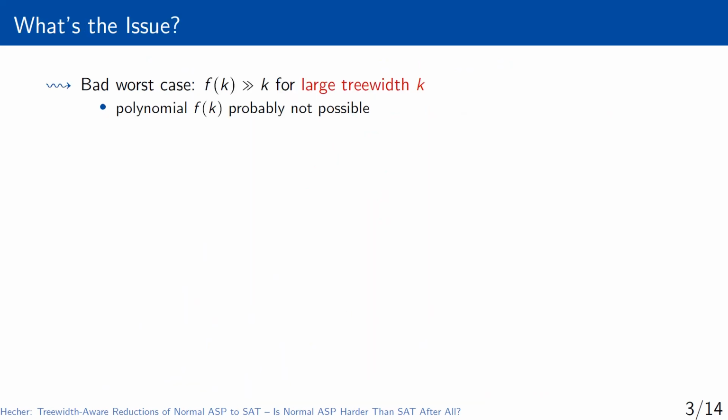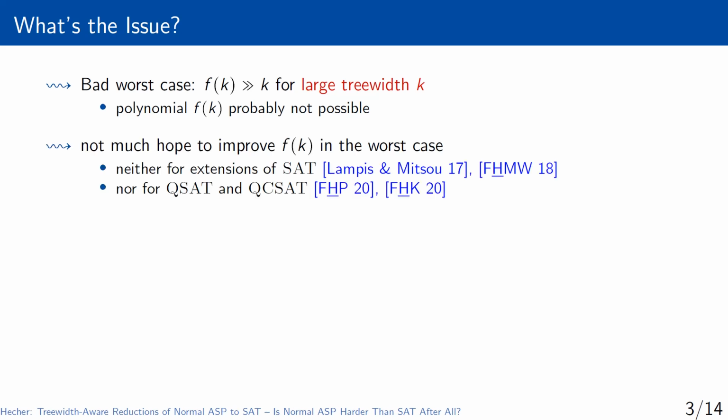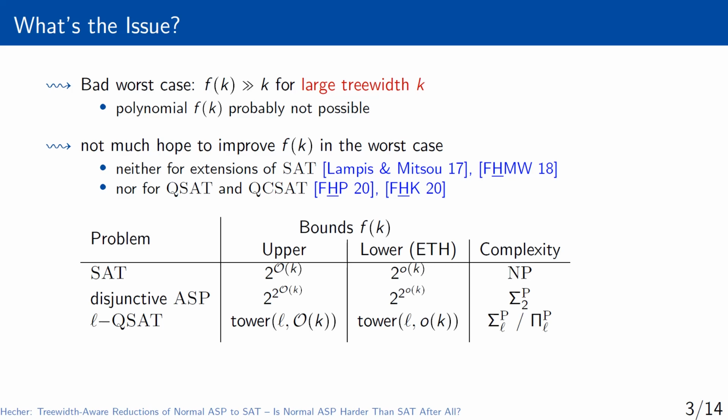Well, as you may have guessed or noticed, the functions in k have a really bad worst case. Well, and if you do not believe in complexity chaos, you would agree that a polynomial f of k is probably not possible. But what's even worse than these worst cases is that there is not much hope to improve these f of k's. So we basically obtain a picture like this.